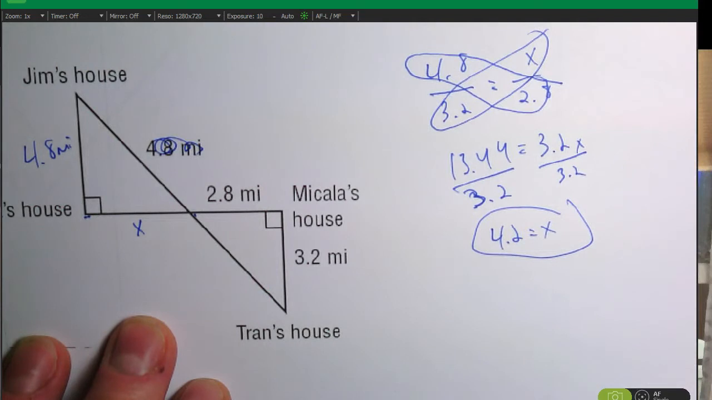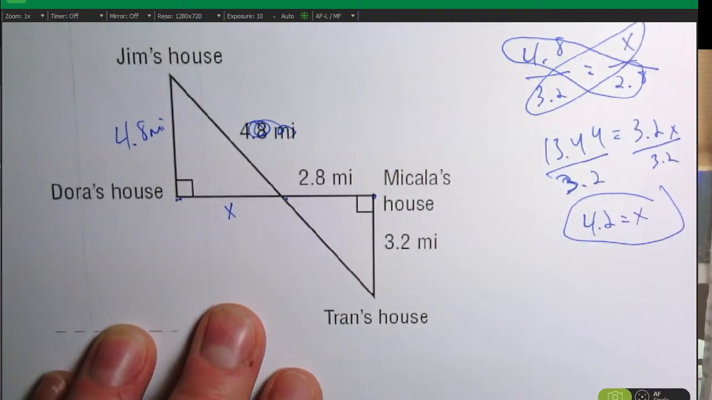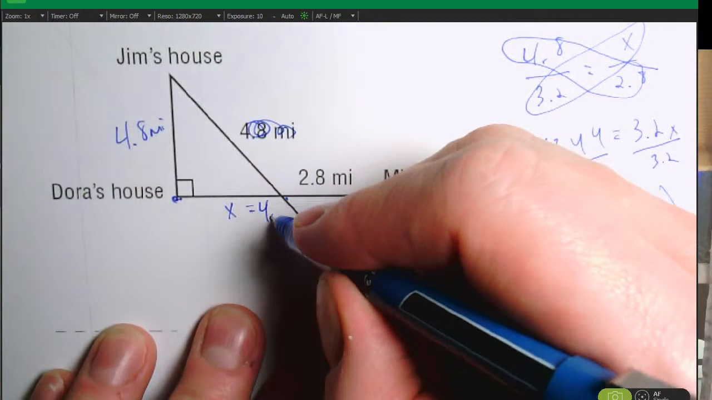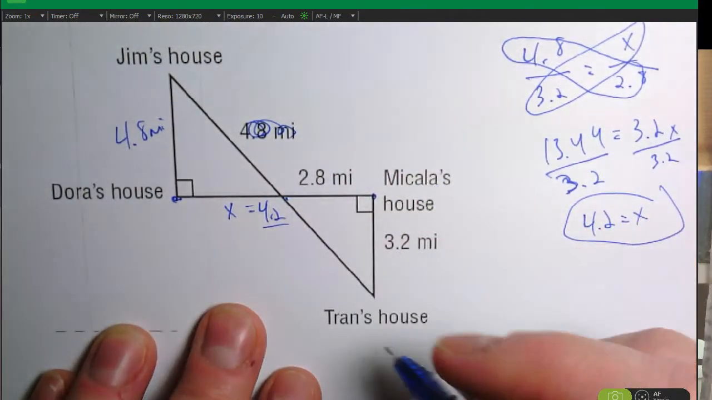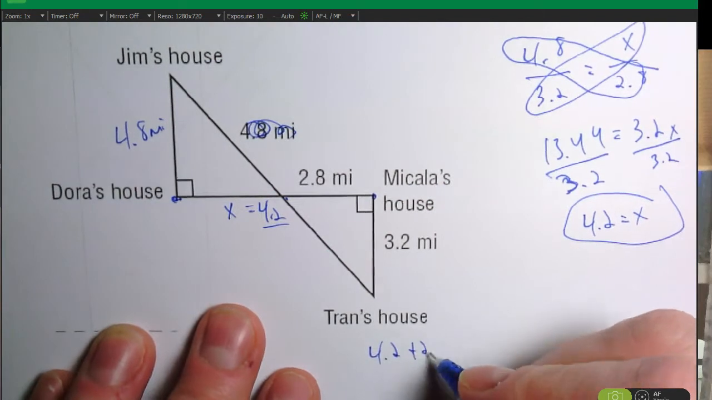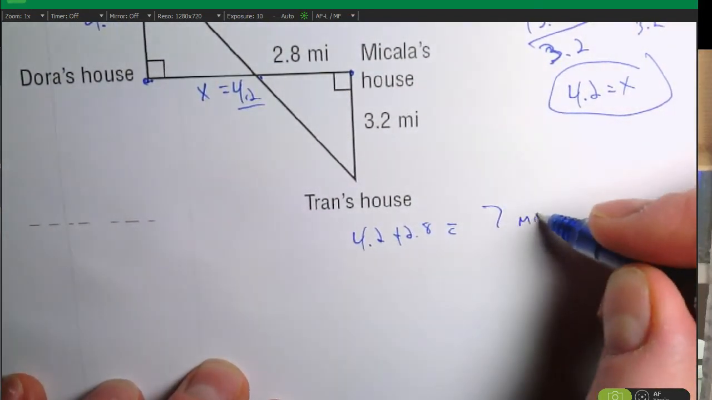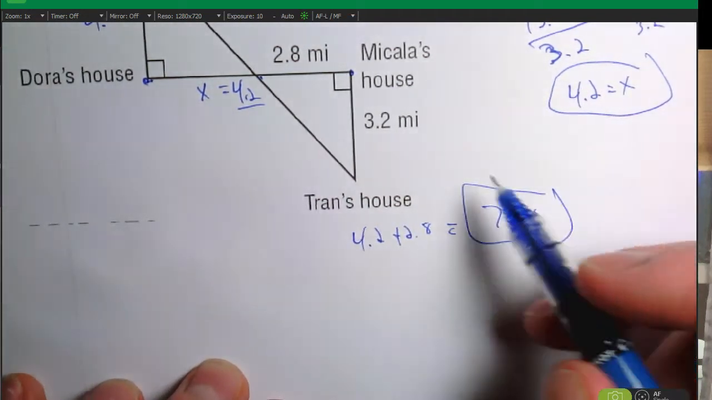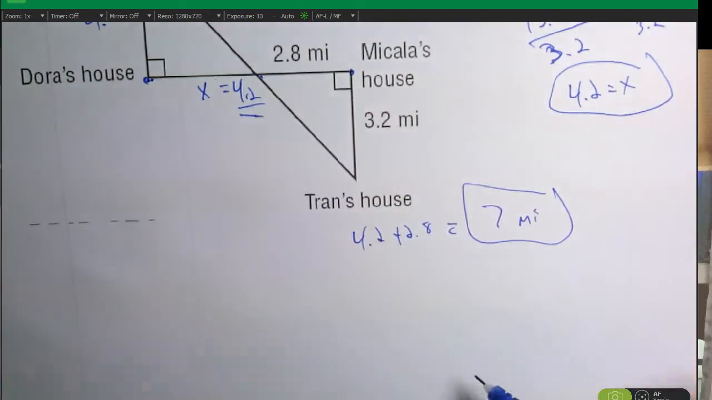Now, the problem is that is not the distance from Dora's house to Michaela's house. Michaela's house is right here. Dora's house is right here. This guy is 4.2 miles here. So the distance from Dora's house to Michaela's house is actually 4.2 plus 2.8, which is 7. It's actually 7 miles from Dora's house to Michaela's house. So if you just said 4.2, no, that's not the answer to the question they wanted answered.